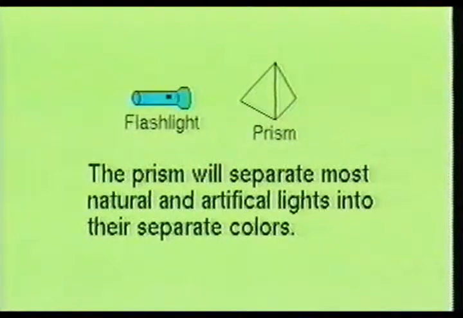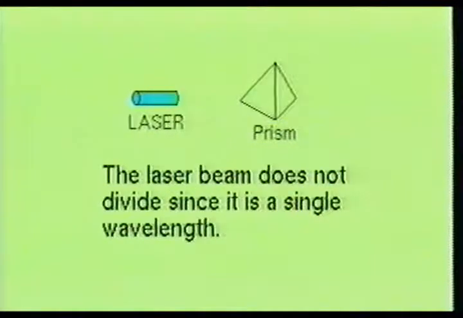To illustrate this, we will use a flashlight and shine it on a crystal prism. As you can see, as the light passes through the prism, it is separated into its various wavelengths. Depending upon the light source used, a rainbow of colors will be seen exiting the crystal prism.